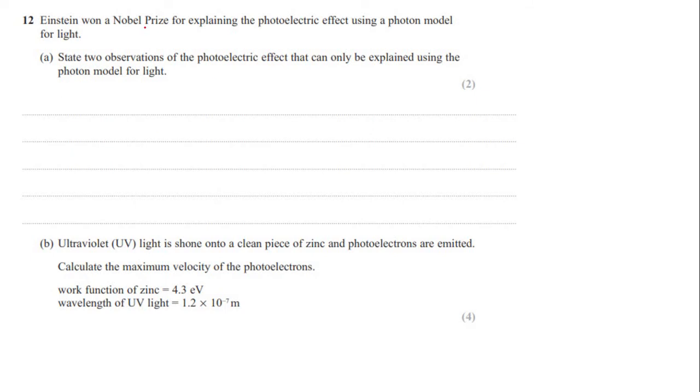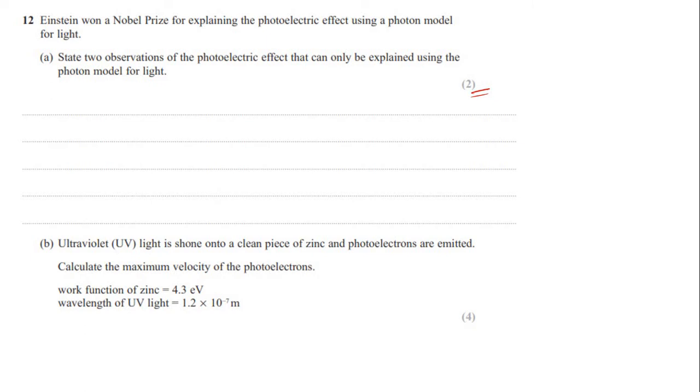Question number 12. Einstein won a Nobel Prize for explaining the photoelectric effect using a photon model for light. State two observations for the photoelectric effect that can only be explained using the photon model for light. Again, a typical question from photoelectric effect, Einstein's theory, particle model. We have two main reasons to use the photon model. One is that there is a one-to-one interaction between the incoming photon and the electron, so the electron is emitted as soon as the photon hits.